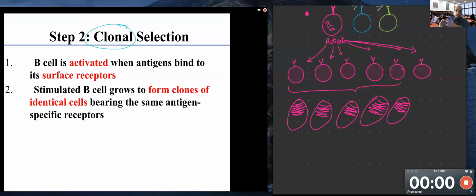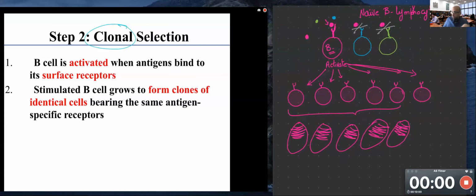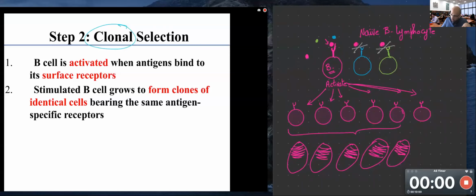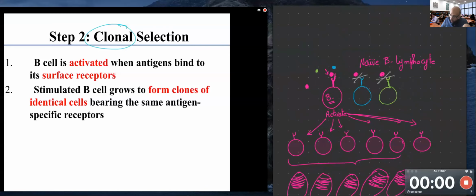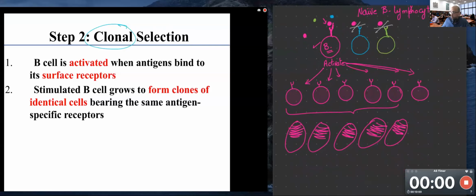Because they are... not all the B cells are going to be proliferating in clonal selection, just the B cell that has been exposed to its specific non-self antigen. This is the only one that's going to get activated to proliferate and produce copies of itself.